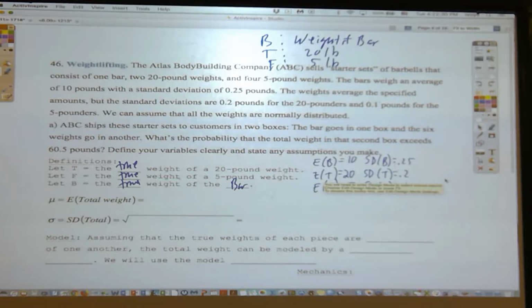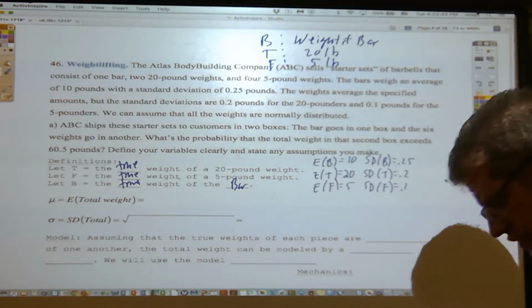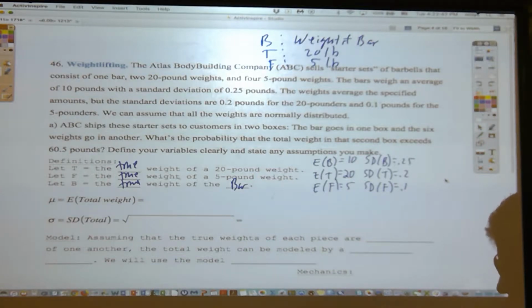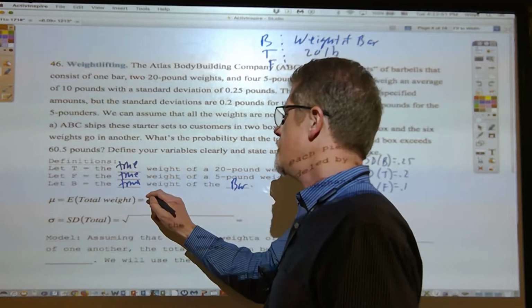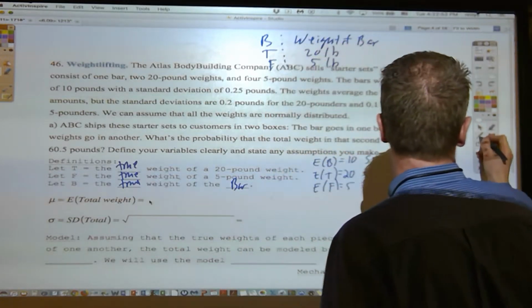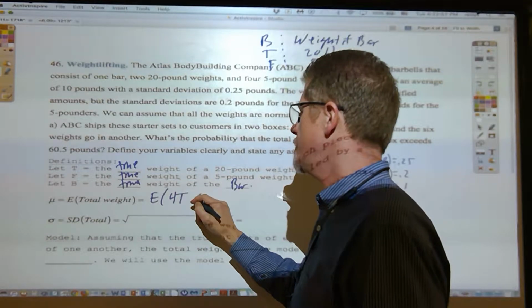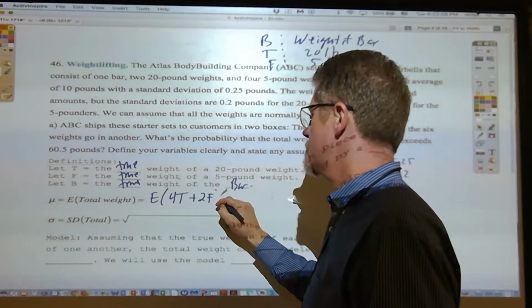What's the probability that the total weight in the second box exceeds 60.5 pounds? So the second box doesn't have the bar in it, just the 4 20-pound weights. So the question is, what's going on here? Should we use the model expected value of 4 of the 20-pounders plus 2 of the 5-pounders?